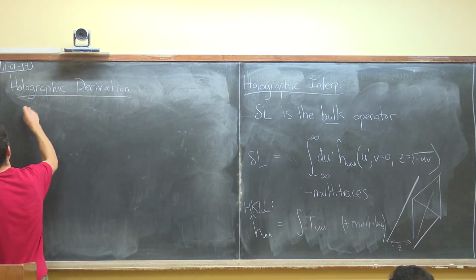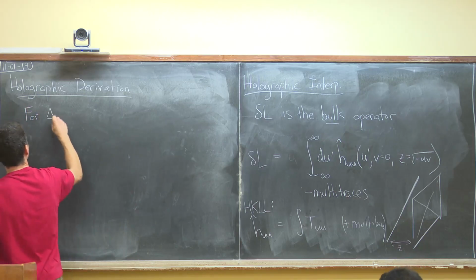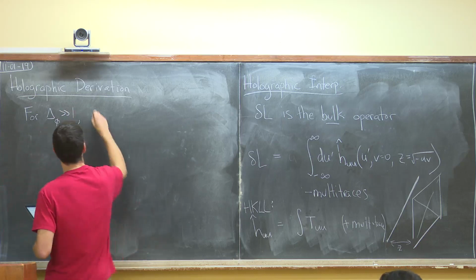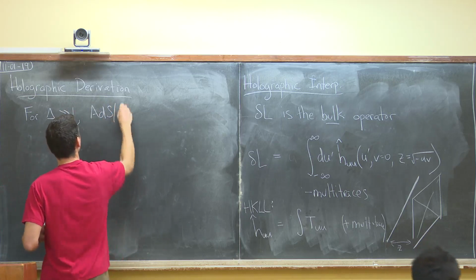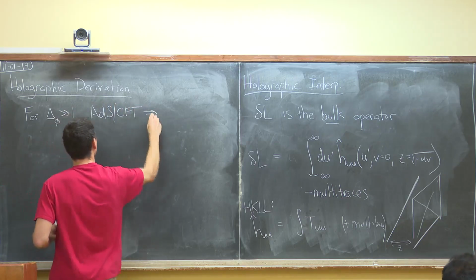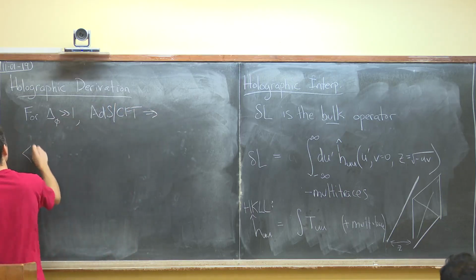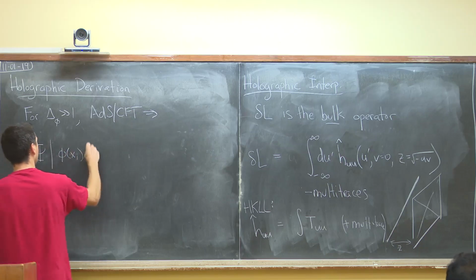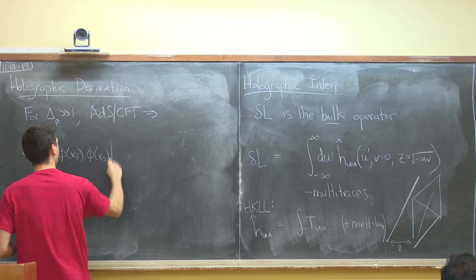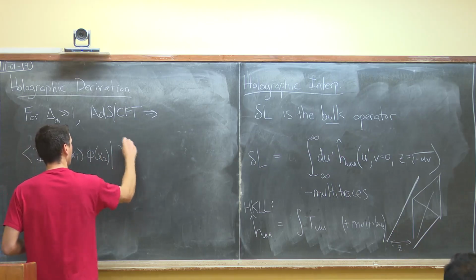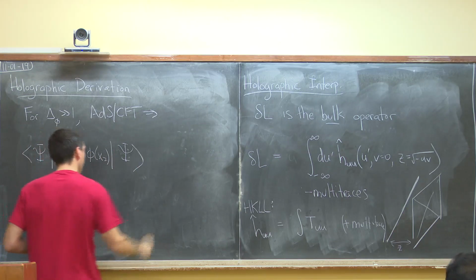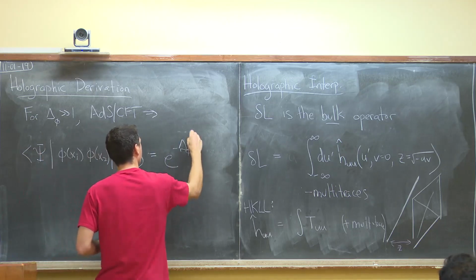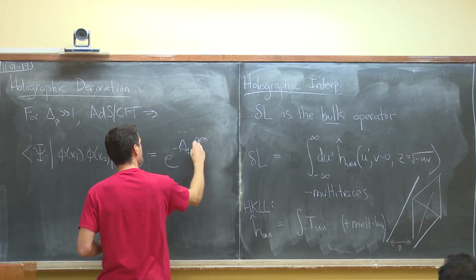So the idea is that for a heavy operator with large dimension, AdS/CFT tells you that you should be able to calculate 2-point functions using geodesics. So this 2-point function should be e to the minus delta phi times the geodesic length.